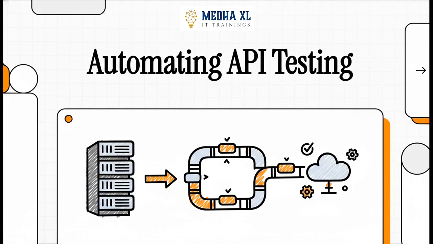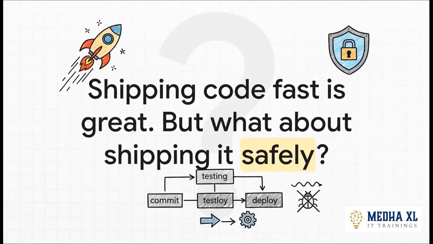Let's dive in. So we all want to move fast, right? Ship new features, iterate quickly. But how do we do that without breaking everything? How do you keep that safety net up? The real question we're tackling today is how to get both the speed and the safety, making sure our APIs are rock solid and reliable.